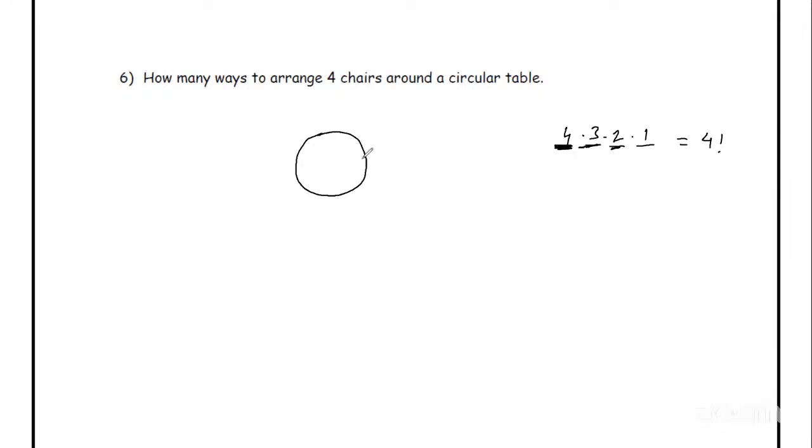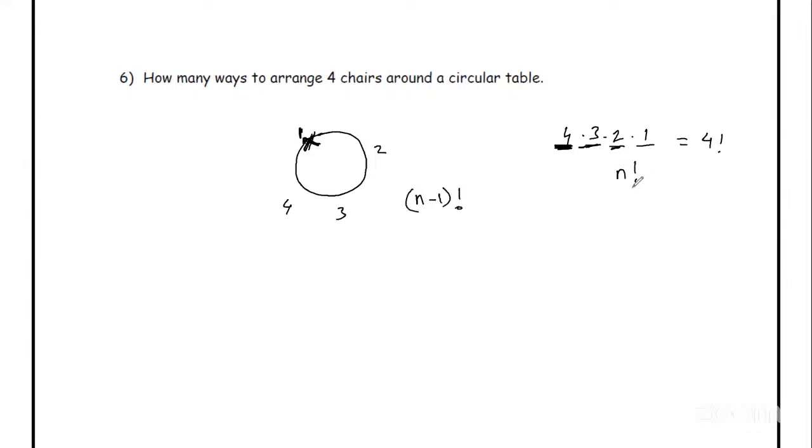But in a circular way, we don't know the starting position. Suppose we say chair number 1, chair number 2, chair number 3, chair number 4. We don't know the starting position on a circle. So what we do is we fixate one position like this. So we know, okay, now from here, we go roundabout. So when we fix one position, yeah, so the answer then becomes n minus 1, the whole factorial.